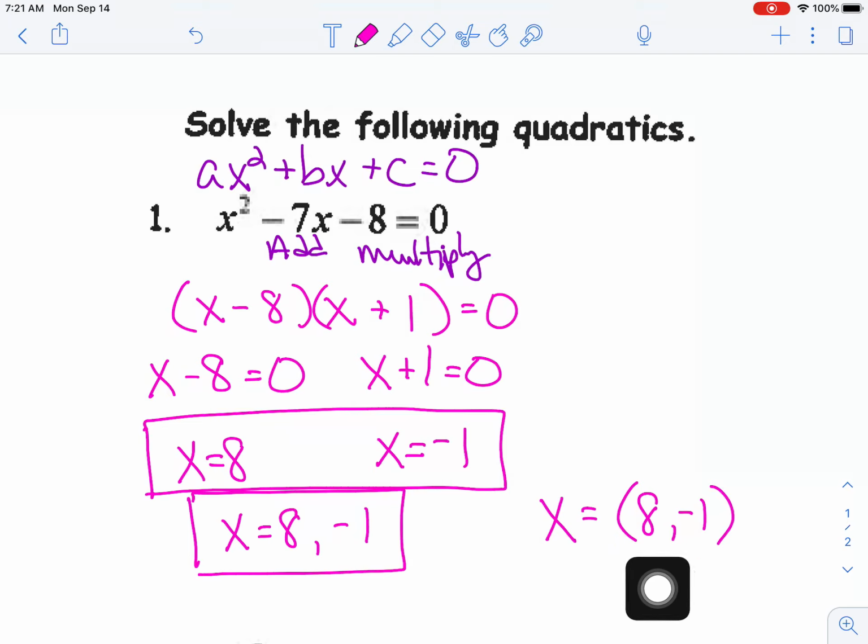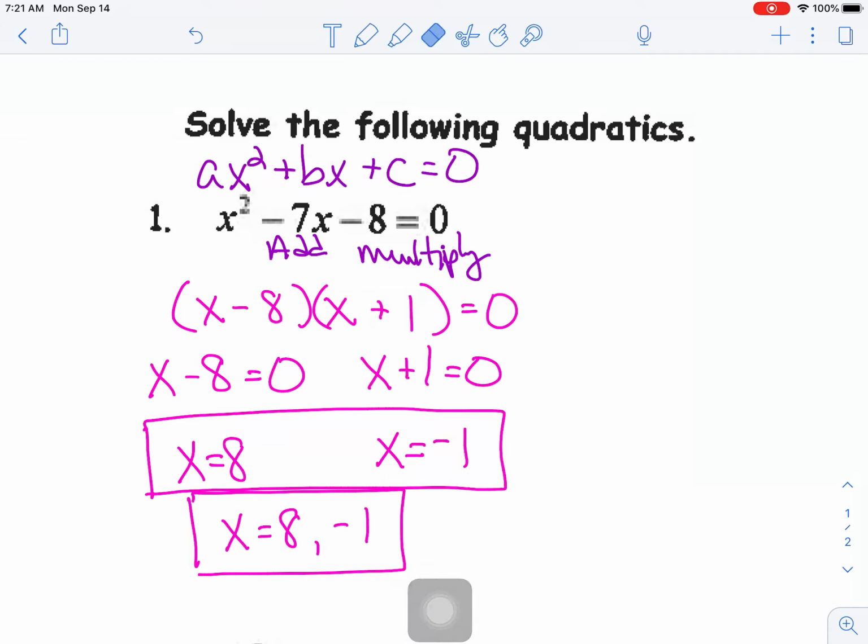or it means the interval from 8 to -1, which is again not what we mean when we're solving. So make sure you just write a list out, 8 comma -1 or whatever else you have for your answers, or write it out separately as x is equal to 8, x is equal to -1. Any of those is fine. Just no parentheses, please. All right, so problem number 1 is done.